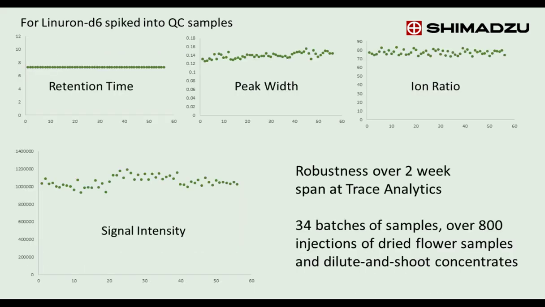And finally, to show the method robustness, over a 2-week period and almost 1,000 injections of samples, we show that the instrument performance is very good. We can measure that by retention time, by peak width, ion ratio, and signal intensity. And this shows that this method is well suited to high throughput and also long-term analysis of pesticides in cannabis, even with these very complicated samples.